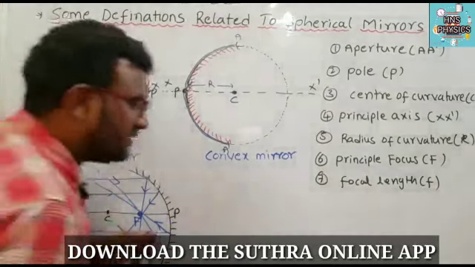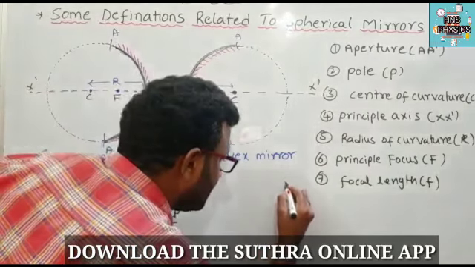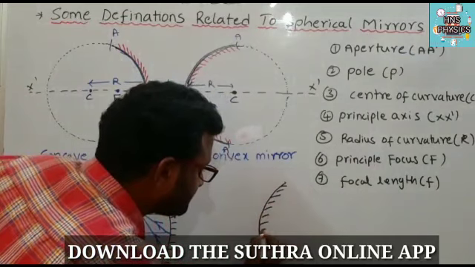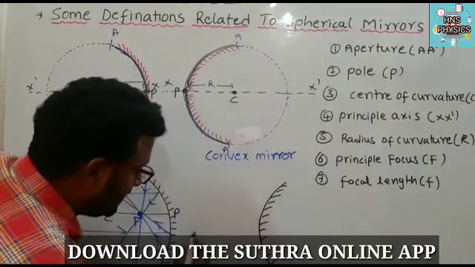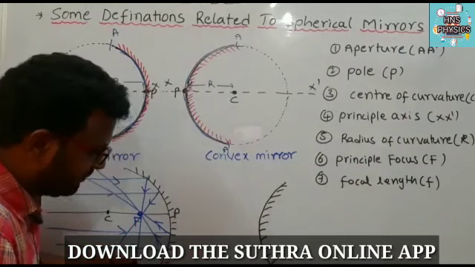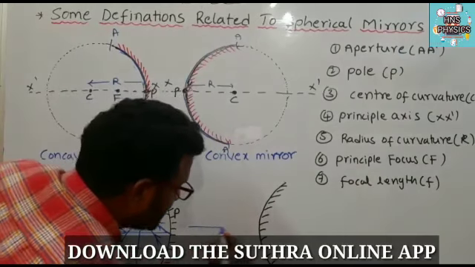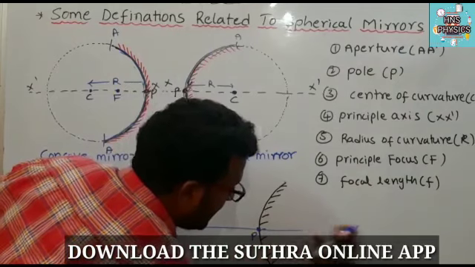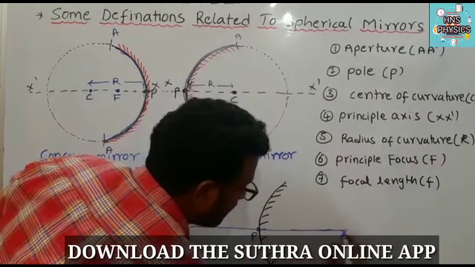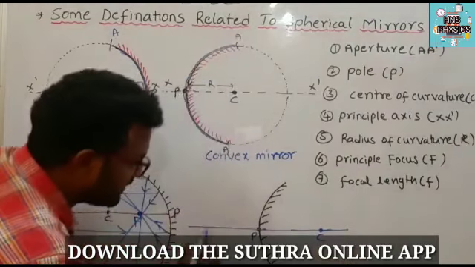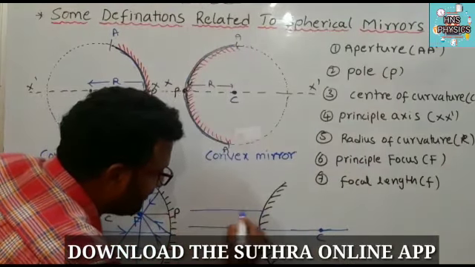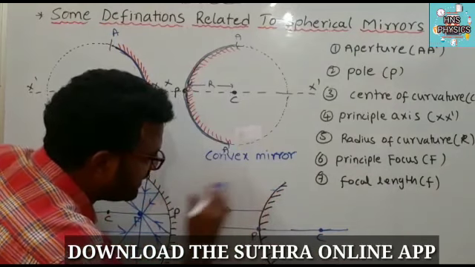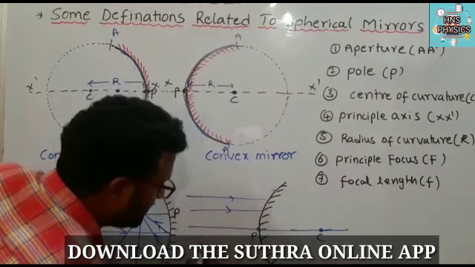Now let's take the same for a convex mirror. If you observe, this is a convex mirror, so the coating will be there inside. Right now I am taking the same on the principal axis. This is the principal axis, this is the pole, and this is the center of curvature. See here. Here also I am taking a parallel beam of light. These rays are incident on the mirror, right?